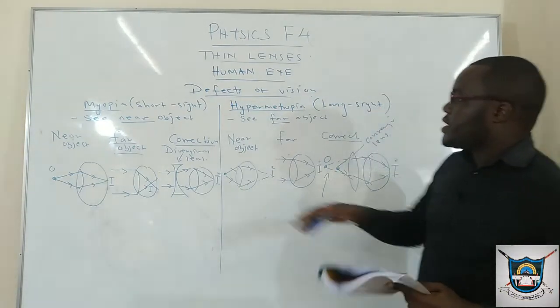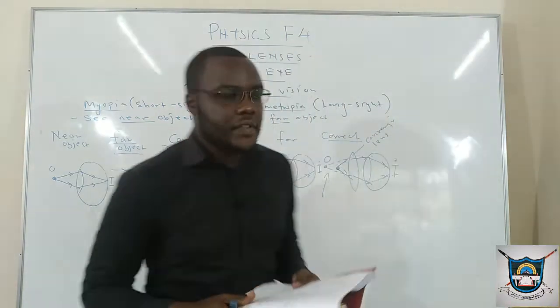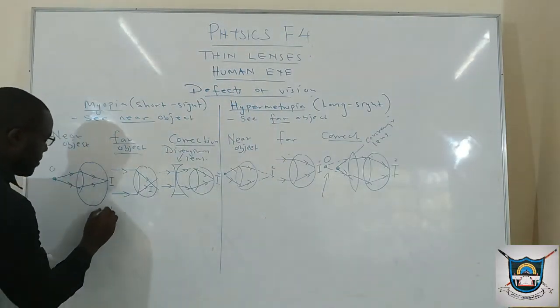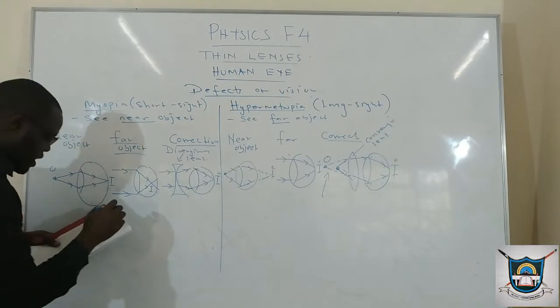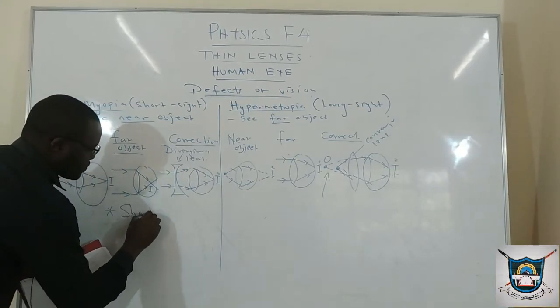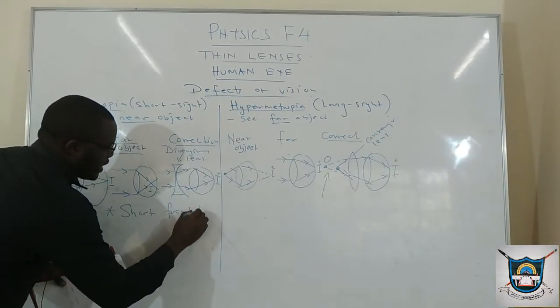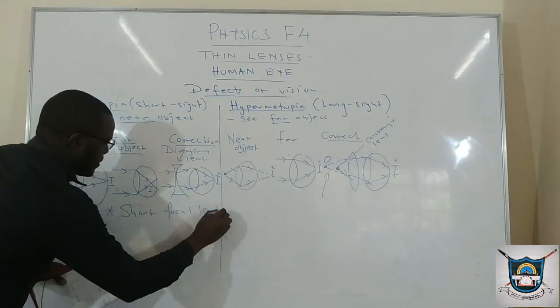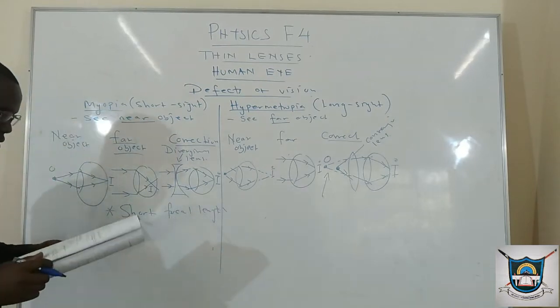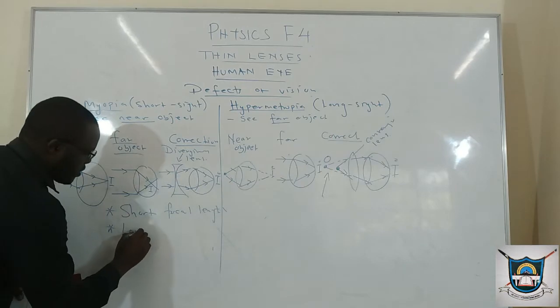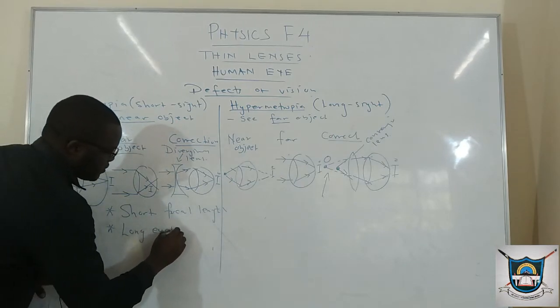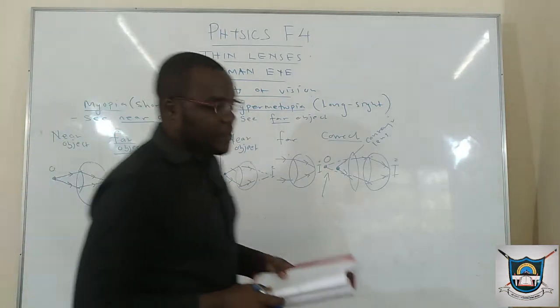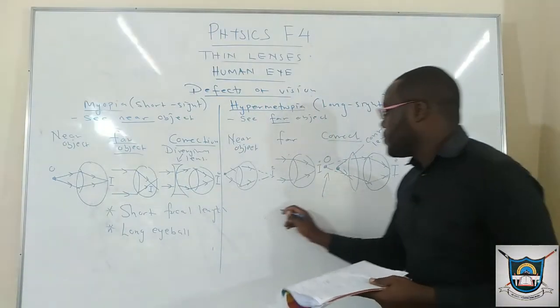Now, what causes myopia? What are some of the causes of myopia? Cause number one, we say this person has a short focal length. That is one of the problems. Number two, this person has a long eyeball. That can also cause that.